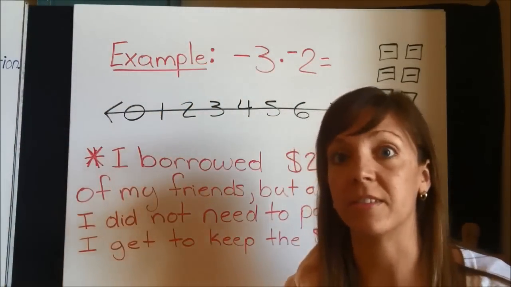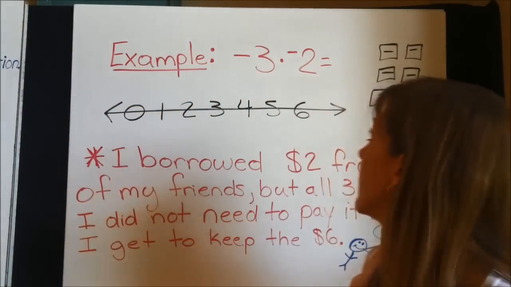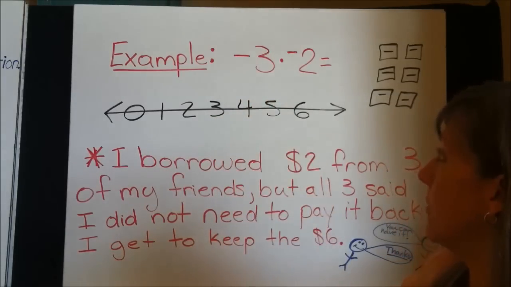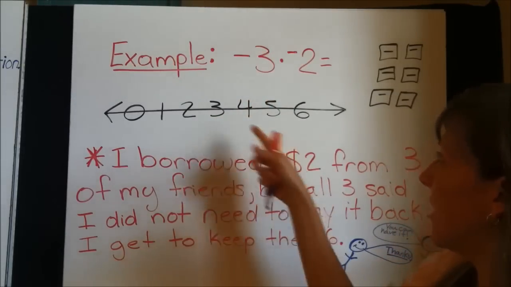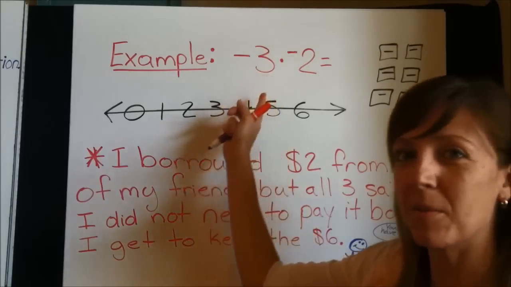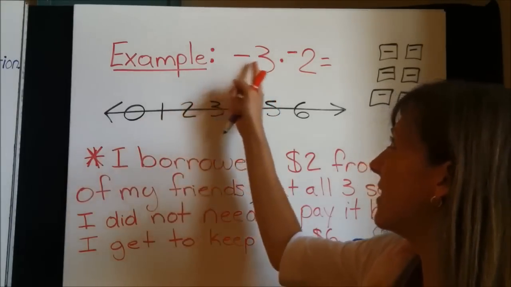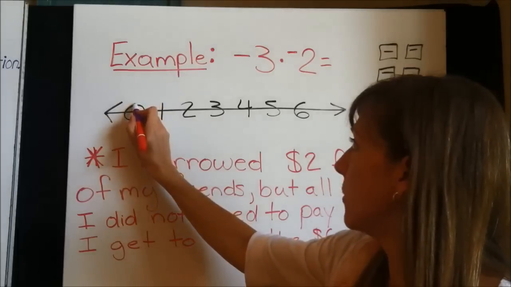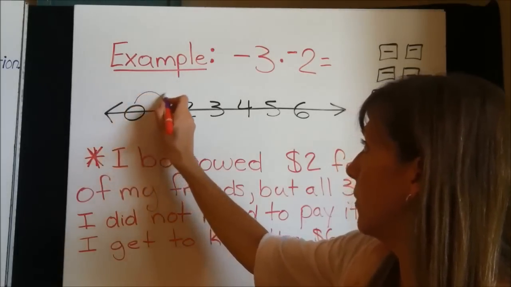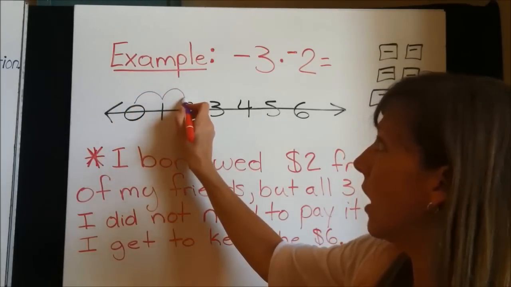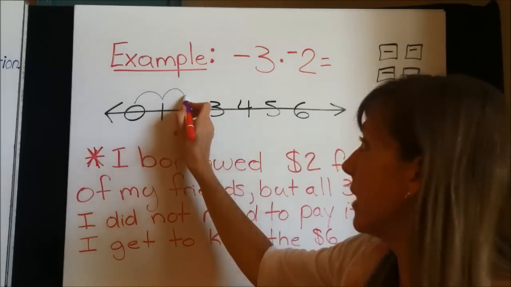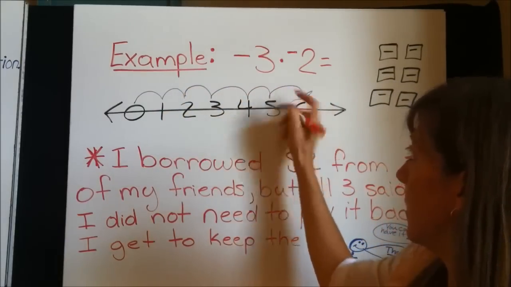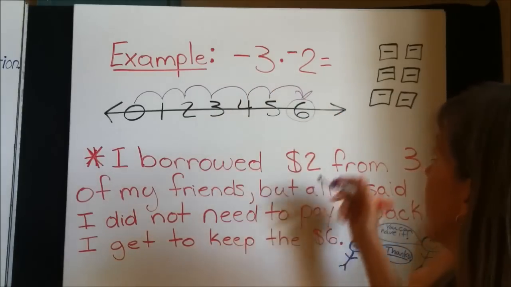An example of this is negative 3 times a negative 2. If I have negative 3 times negative 2, that almost looks like I'm going to be moving in a negative direction, but since they're two negatives together, they cancel each other out. So we start at 0, and we can move 2 jumps, 3 times in a positive direction, because the two negatives cancel each other out.